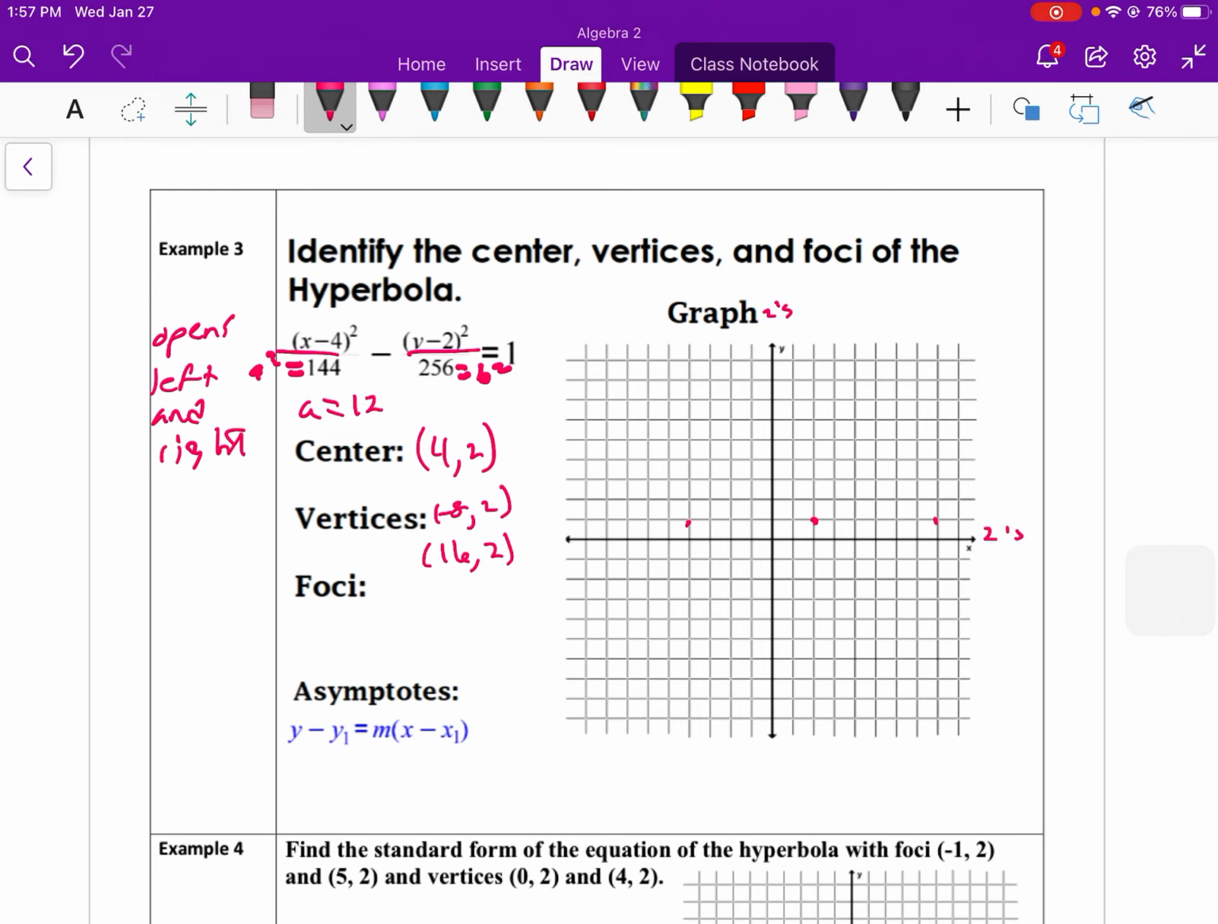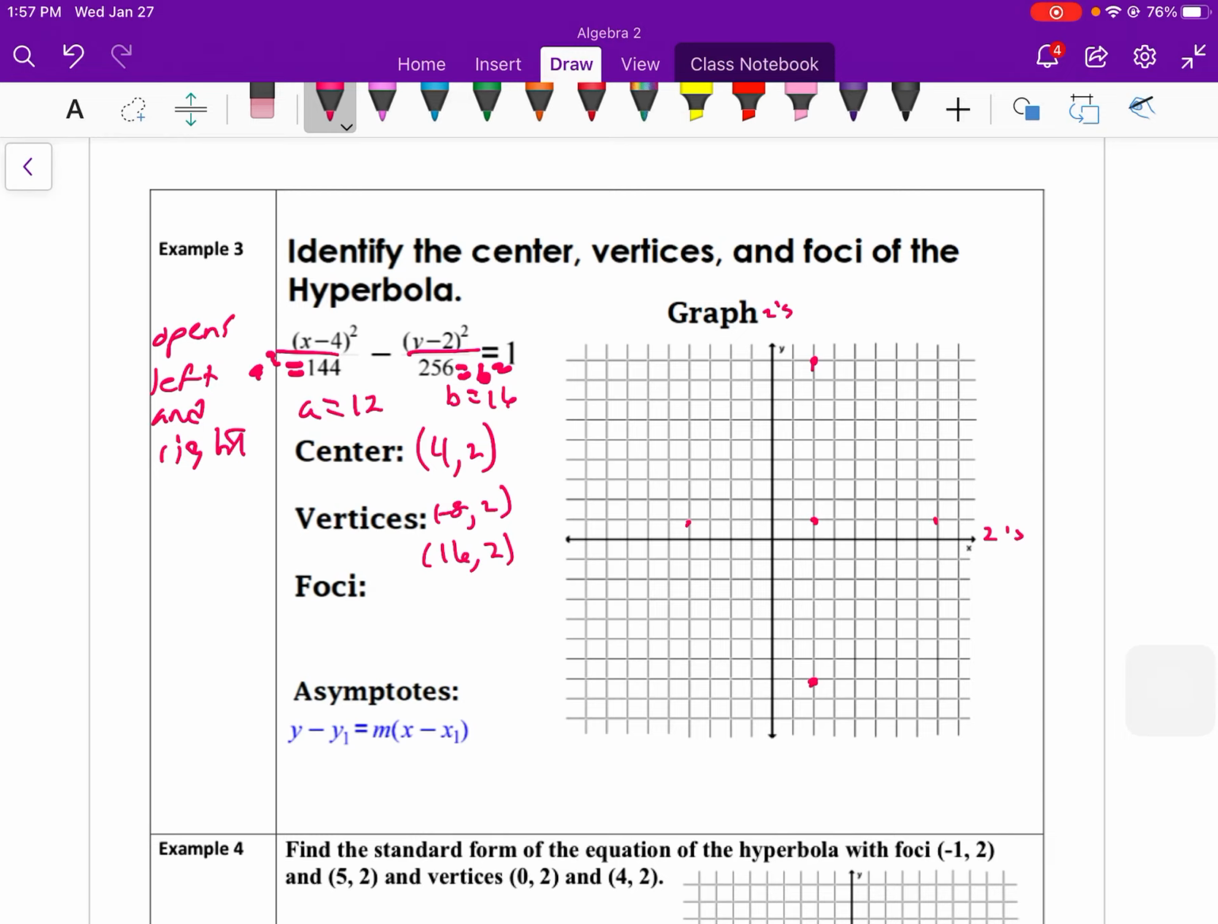To find b, we take the square root of 256, which when you solve that, you'll get 16. So now from the center, it's going to be plus or minus 16. So 2, 4, 6, 8, 10, 12, 14, 16. Oh, wow. That's hard to keep track of with how big the graph is.